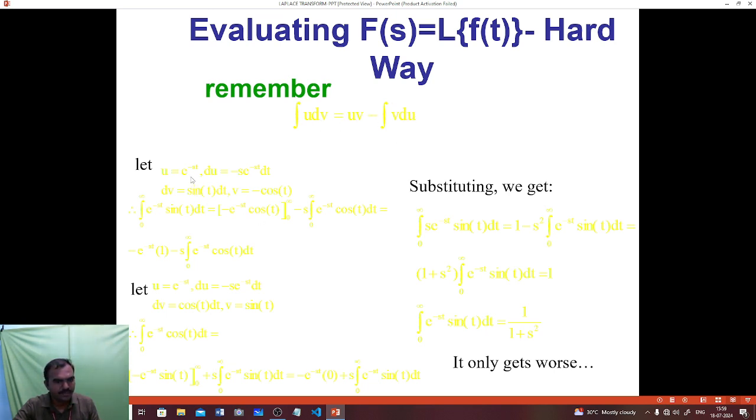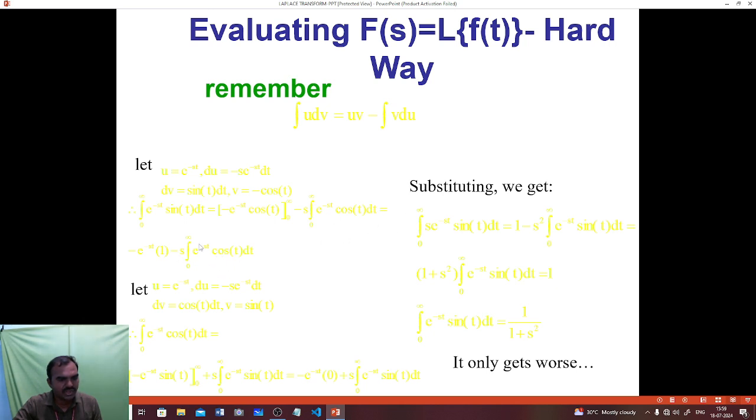So what is the u value? E power minus s t. And what is the v value? Minus cos t, over 0 to infinity, then the formula minus the integral of v du. What is the v value? Minus cos t. And what is the du value? Minus s e power minus s t dt. So that is the value here. Here apply the upper limit infinity, e power minus infinity is 0, so neglect. Apply the lower limit 0, e power 0 is 1, so e power minus s t into 1, then minus s, here the same function.